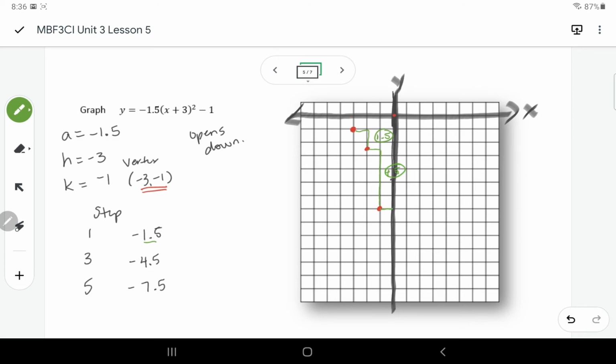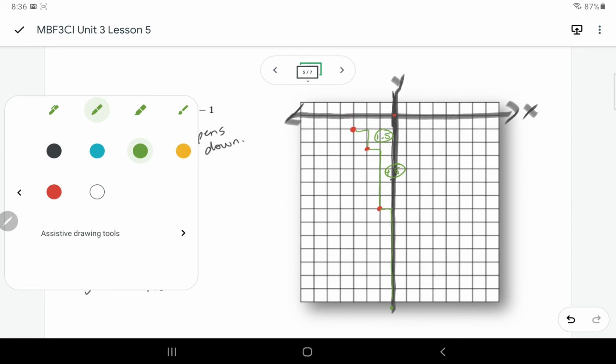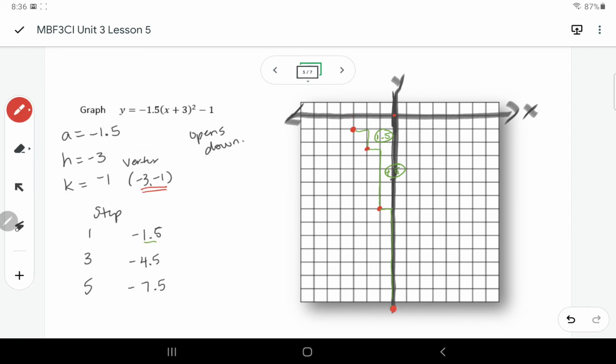Now over 1 and down 7.5. So I'm going to go 1, 2, 3, 4, 5, 6, 7, 0.5. It's a little bit off my graph, but not far. So I'll put that one there. Just half a square past my graph, so I can kind of add it in. And then I'm going to mirror these on the other side.